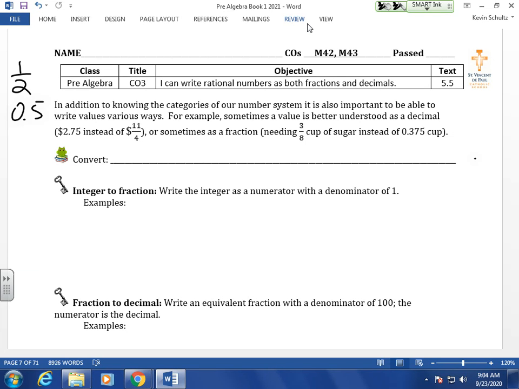For all you bakers that read recipes, if you need 3/8 of a cup of sugar, it's written as 3/8, not 0.375. Even though they're the same value, different things represent values different ways.